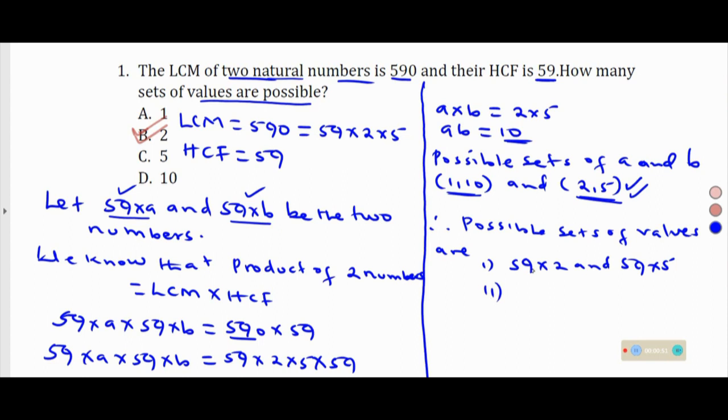So this is one set. The next set is when we consider 1 and 10. So that is 59 times 1 and 59 times 10. So these will be the two possible sets of values which will satisfy the given question. And for that case, our answer will be B, which is 2. So there are two sets of values, and our answer becomes 2.